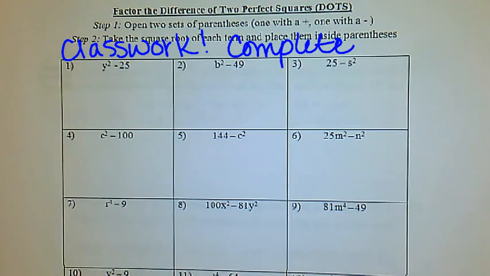So hopefully now you can answer the question, how do we factor the difference of two perfect squares? Here are your steps to use. Remember, you are always going to have your two sets of parentheses. The first terms are the square root of your first term, and then the second part is the square root of your second term.